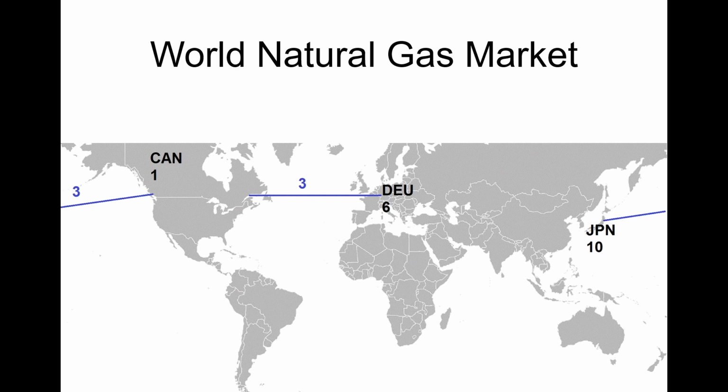So in 2019, in Canada, the price was $1 per million British thermal units. In Germany, it was $6 and in Japan $10. The transportation cost to both of these destinations was $3. So someone could buy 1 million British thermal units of gas in Canada, transport it to Japan for $3 and sell it for $10 and make a profit of $6. Why is no one doing that? Isn't that strange?